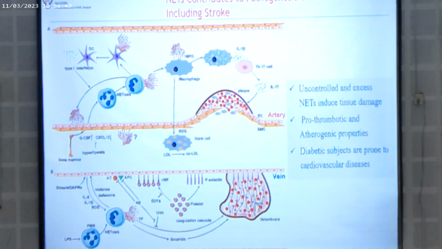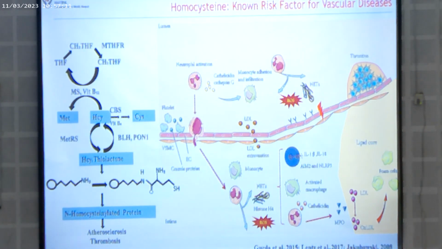Type 2 diabetes patients are always predisposed to vascular diseases like atherosclerosis, stroke, and vasculopathies like diabetic nephropathies and neuropathies. So we asked whether this constitutive netosis we see in diabetes has any role in stroke and atherosclerosis. To address that question, we thought of using homocysteine.